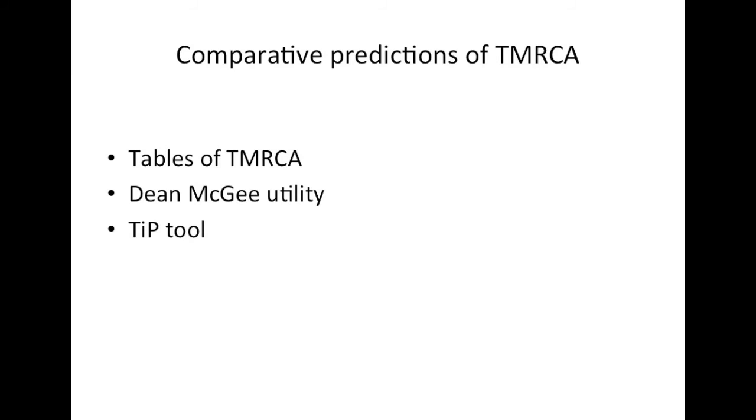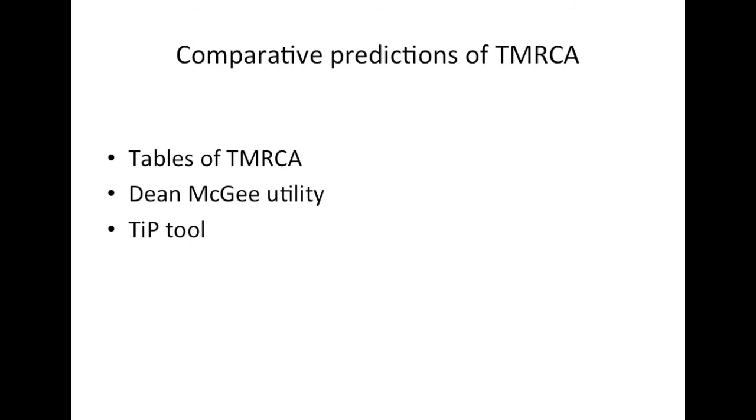So just very briefly, here are some of the methods which can be used to predict the TMRCA from STR test results. First of all, we have basic tables of time to most recent common ancestor. And these provide a very rough estimate of the number of generations to the most recent common ancestor at different levels of probability. But they don't take any account of the different mutation rates of different markers. Examples of 2 other tools are the Dean-McGee utility, and finally the TIP tool, which I mentioned earlier, which is only available to those who have tested with Family Tree DNA.